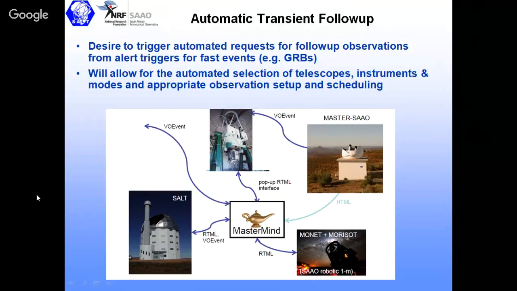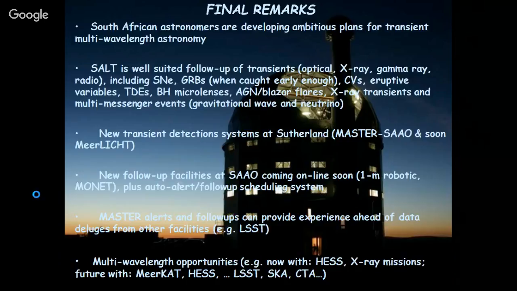So my final remarks are in this slide here. I think you'll appreciate from what I've said that transient multi-wavelength astronomy is a growing and very fruitful endeavor in South Africa. SALT is well suited to the follow-up of many different types of objects, and there are new facilities coming on board like MeerLICHT and so on, and other 1 meter robotic telescopes. So the opportunities coming in the future with, for example, MeerKAT, the HESS gamma ray telescope in Namibia, the CTA, LSST, and so on, I think are great.